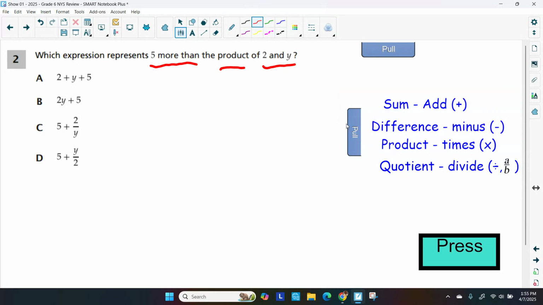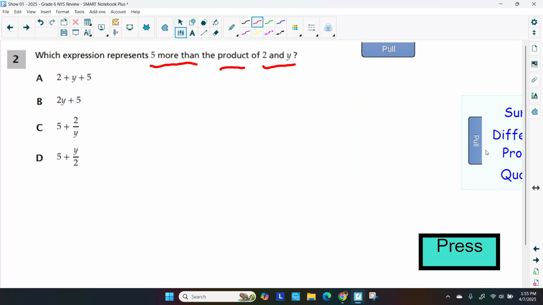So sum is the answer to addition. Difference is the answer to subtraction, minus. Product is the answer to multiplication. Quotient is the answer to division. And if you notice here in our parenthesis, we have the regular divide sign we're used to seeing, but when you get in the secondary school, we write our fraction, which is a division problem. The line in between the numerator and denominator means divide. So that'd be A divided by B. Okay, so that's something you should know.